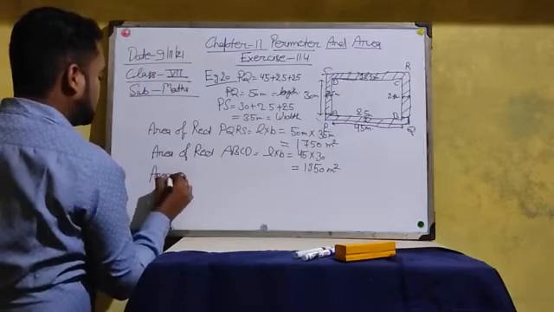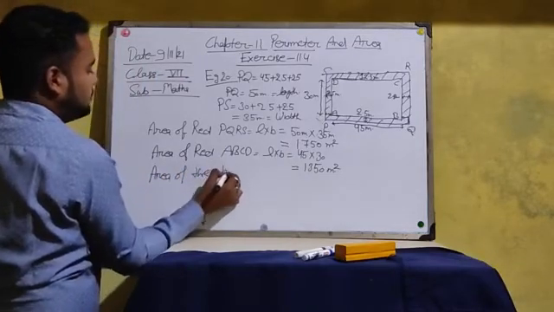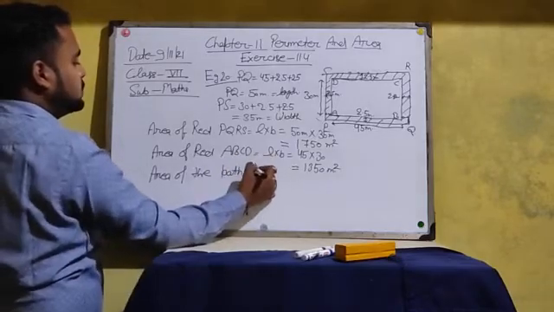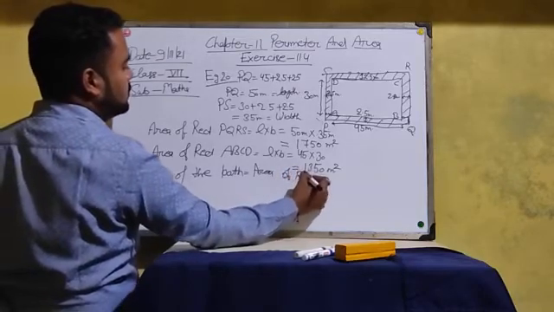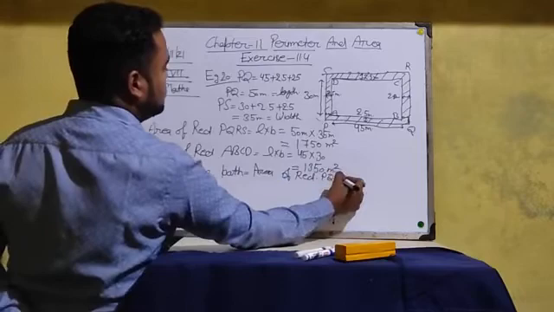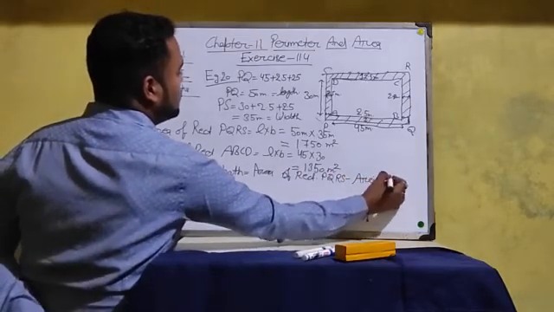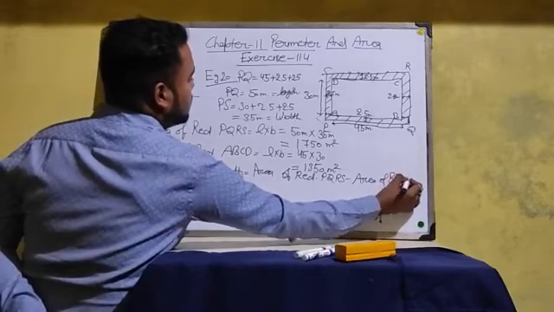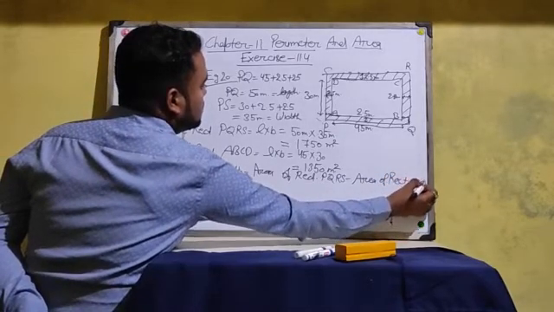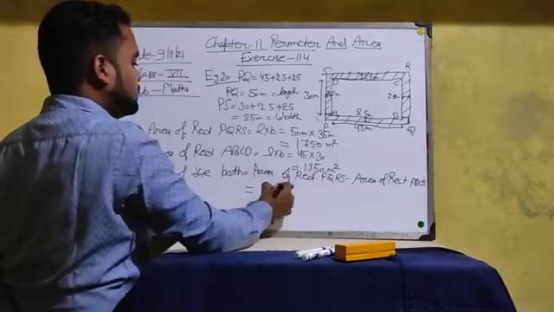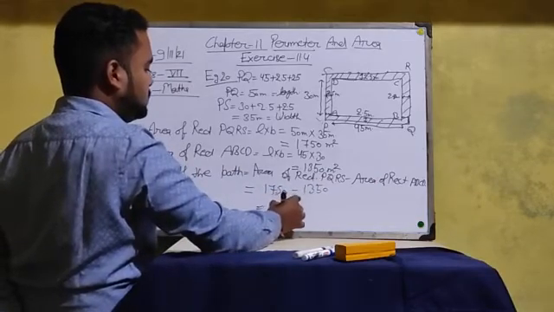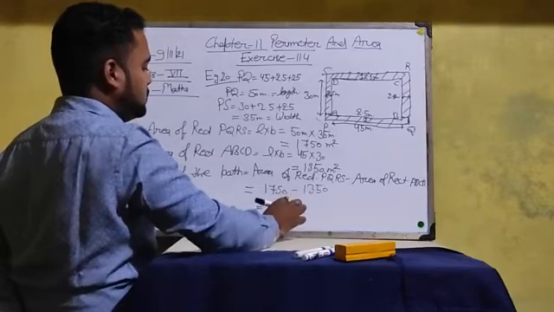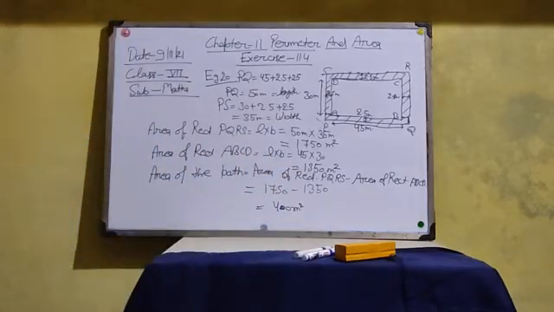Now the area of the path is equal to the area of rectangle PQRS minus the area of rectangle ABCD, which is equal to 1750 minus 1350, which is equal to 400 meter square. Note it down, then I will explain it again.